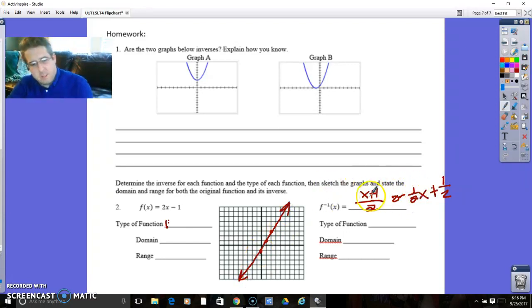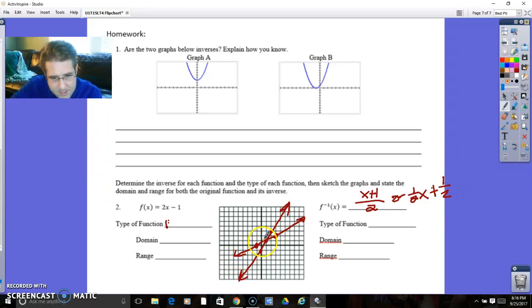This function over here is going to start at 1/2. Oh, okay, so (0, -1) becomes (-1, 0) right there. Come on, pen. (1, 1) becomes (1, 1). Okay, that stays the same. (2, 3) becomes (3, 2). All right, and it looks like right there.